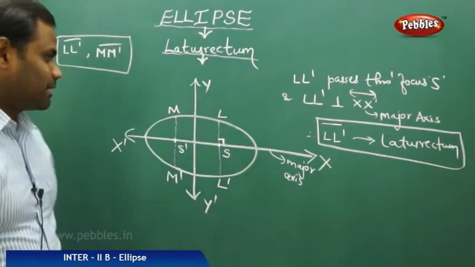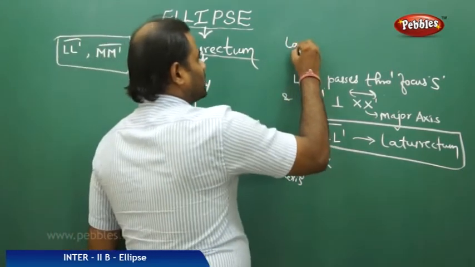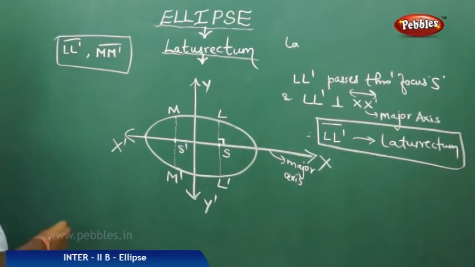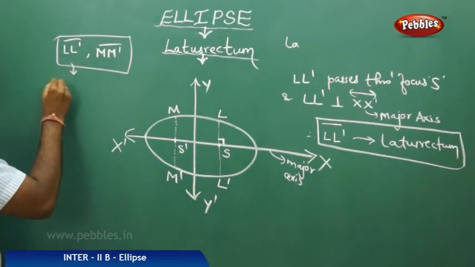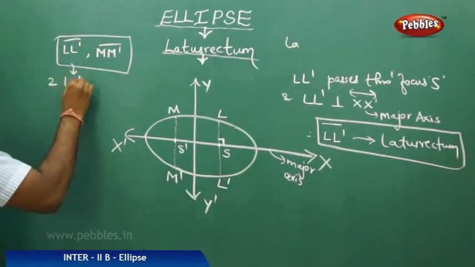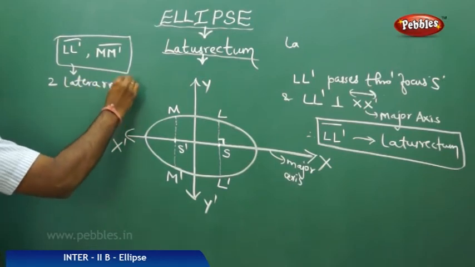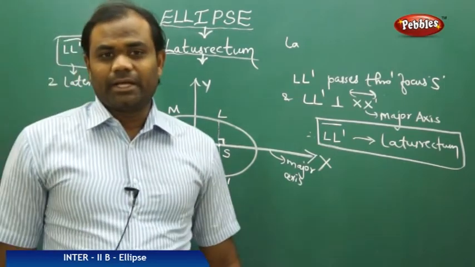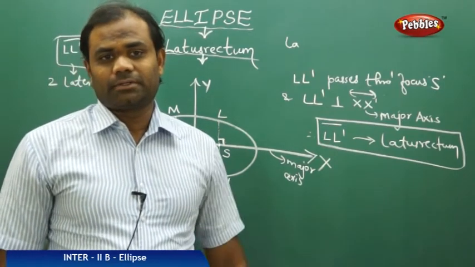And the plural of latus rectum is latera recta. That is, there are two latera recta for the ellipse, LL dash and M M dash.